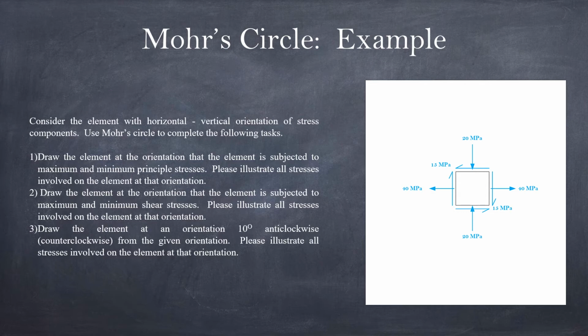So what we want to know is, first, we were tasked with three things. First, we have to identify the maximum and the minimum principal stress, and then draw the element in that orientation. The second one is similar, but this time it's the orientation that shows the maximum and minimum shear stresses. And the third one is what happens if we turn this element by 10 degrees anti-clockwise. What would be the state of stresses? And we will again have to draw the state of stresses in this element in that orientation.